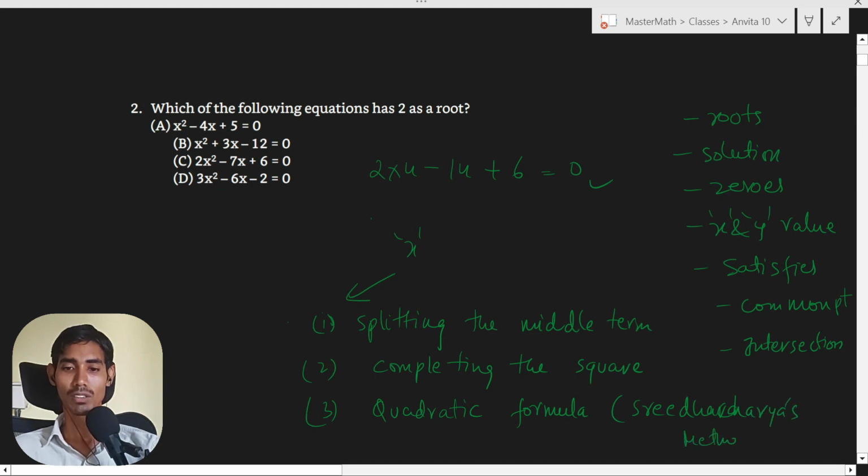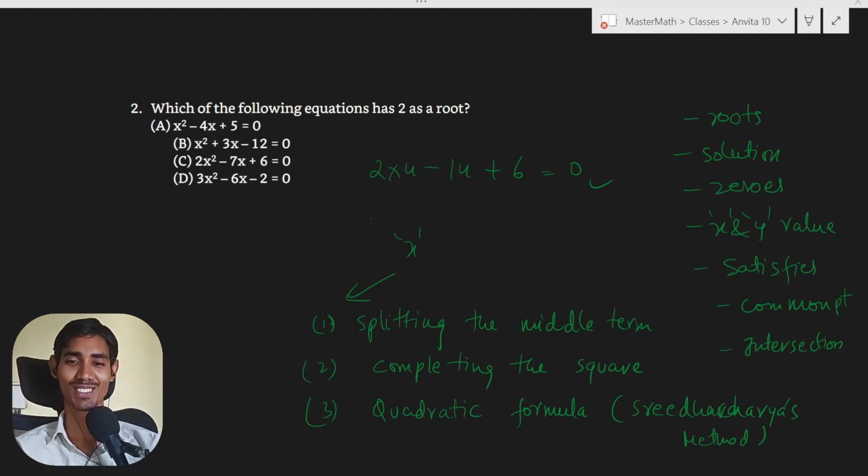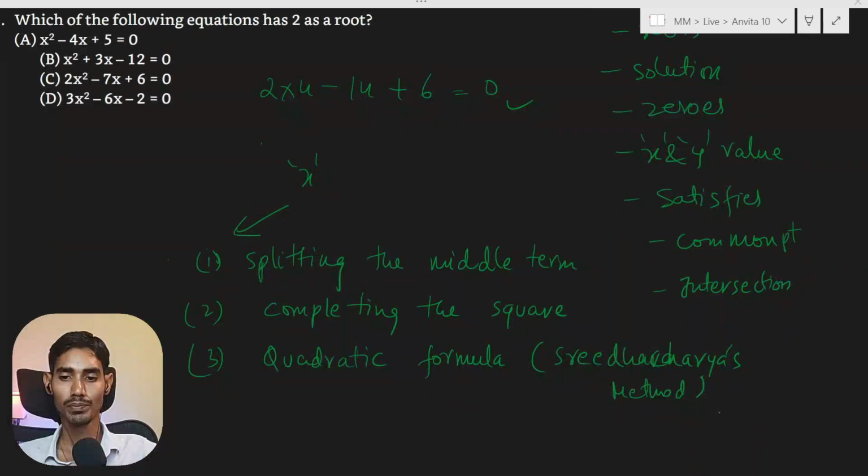Sridharacharya's method, the quadratic formula. Yes, that's again an Indian discovery or invention. But credit didn't go to Indians; it goes to Europeans and Americans for the most part.